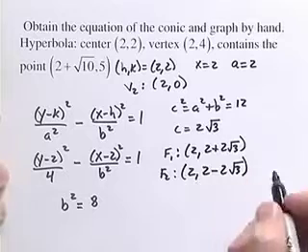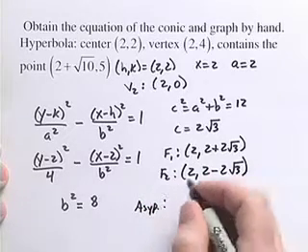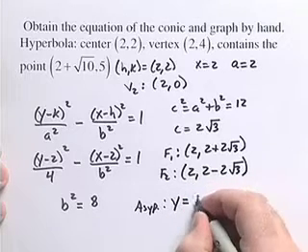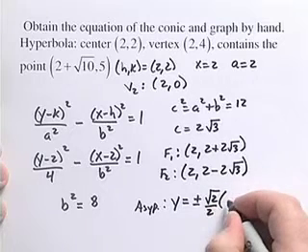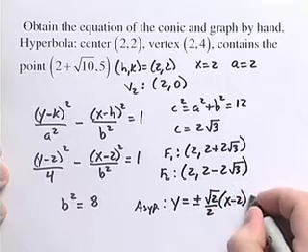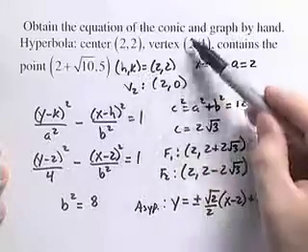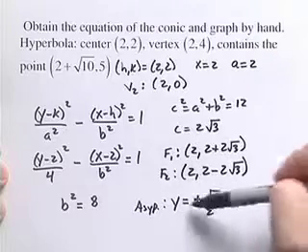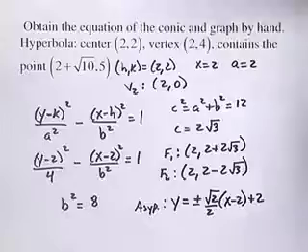The asymptotes are going to be given by the equations y = ±(√2/2)(x - 2) + 2. So we have our center, we have our 2 vertices, we have our 2 foci, and we have our asymptotes. Using all this information, we can go ahead and sketch a graph.